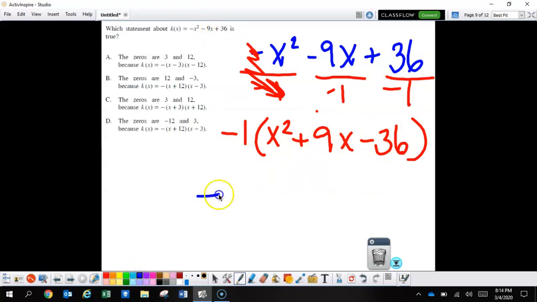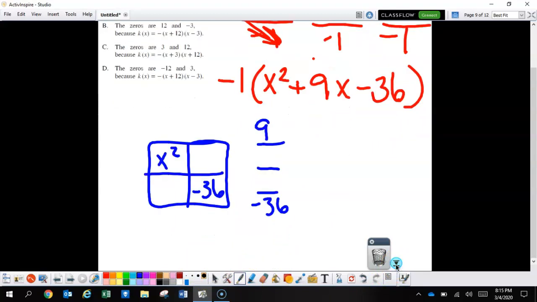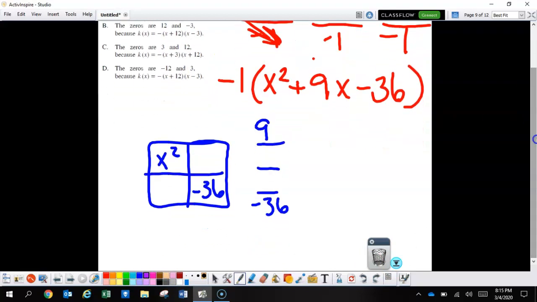So you use your box method, x squared and negative 36. I need two factors of negative 36 that add up to positive 9. What is there? 12 and -3? Let's try that. Oh yeah, well duh, right? Because all of the factors here are 12 and 3. I'm sorry, I'm out of it right now. 12 and -3. So 12 minus 3 is positive 9. 12 times -3 is negative 36. So that would be 12x and negative 3x.